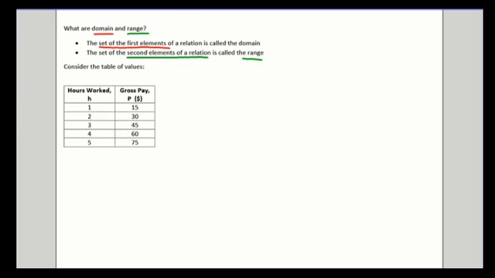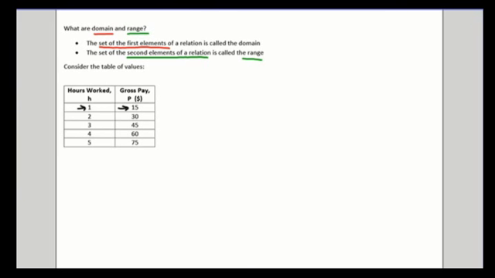If we look at the table of values here, where we have the number of hours worked and how it relates to the gross pay a person makes, we can see that if a person worked 1 hour, they would get $15. They worked 2 hours, they would get $30, and so on, all the way up to 5 hours and $75.